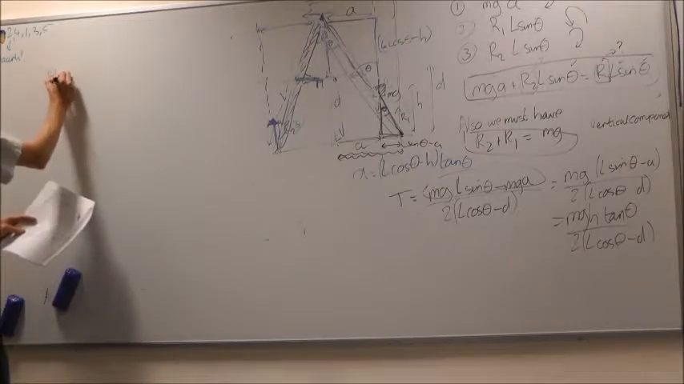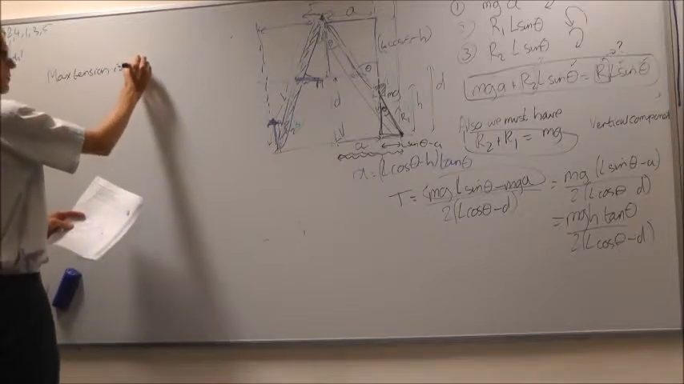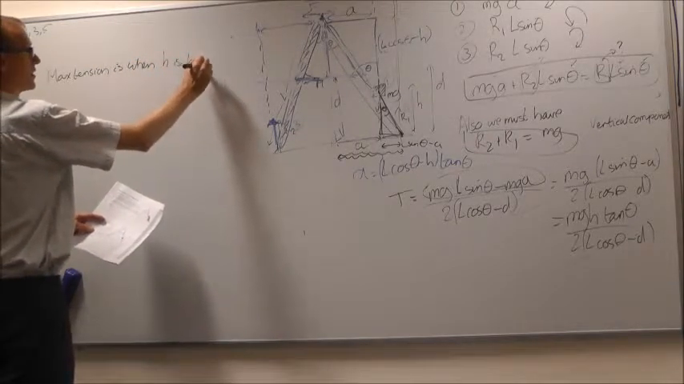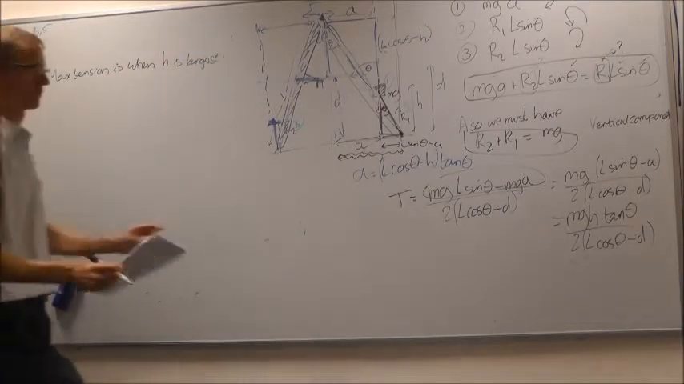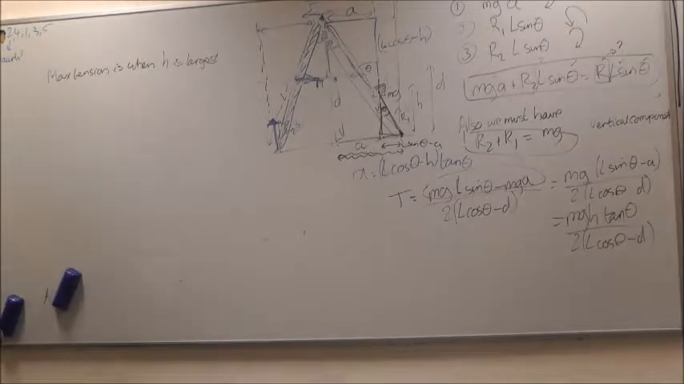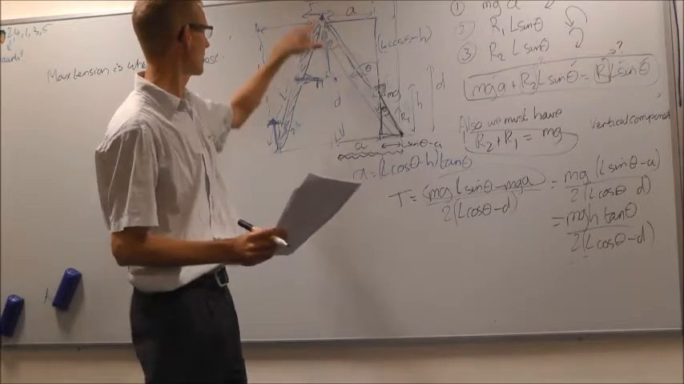So max tension is when H is largest, because everything else is going to stay the same. And H will be, how high can you go? Well, you can go L cosine theta.